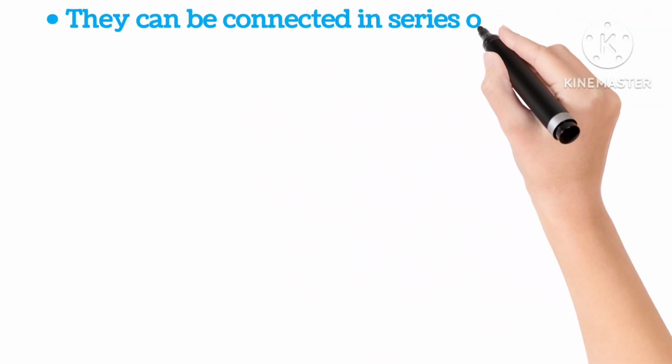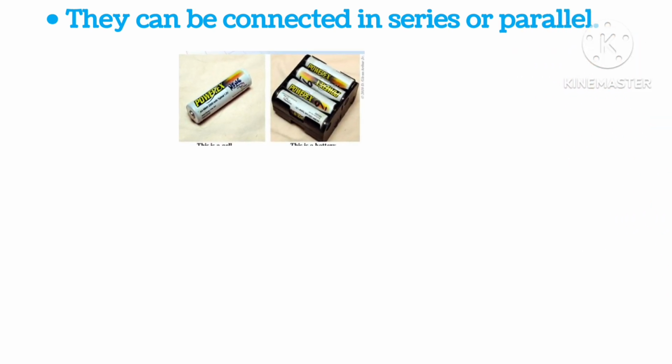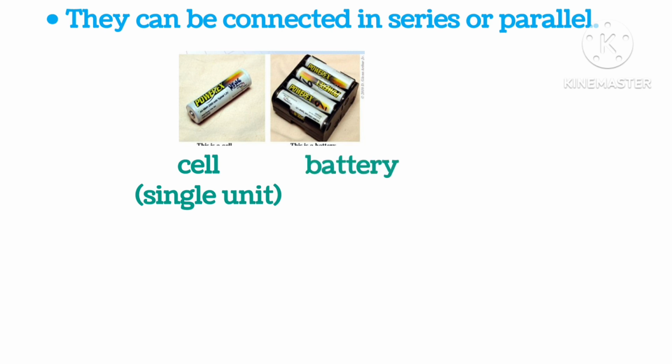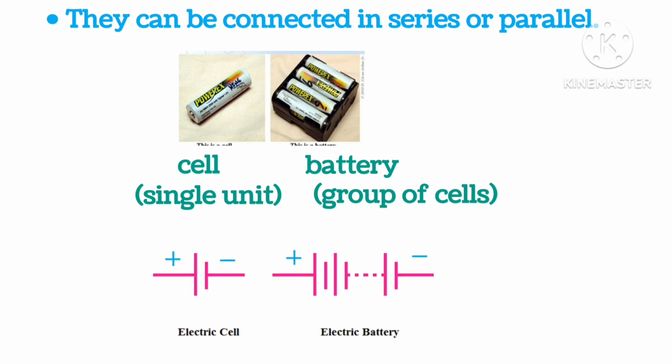They can be connected in series or parallel. As you can see in the picture, a cell is a single unit, whereas a battery is a group of cells. And it is symbolized like this in the circuit diagram.